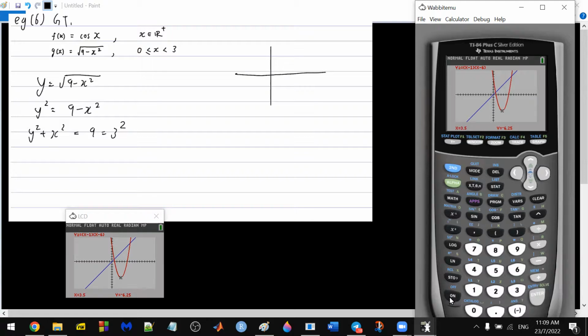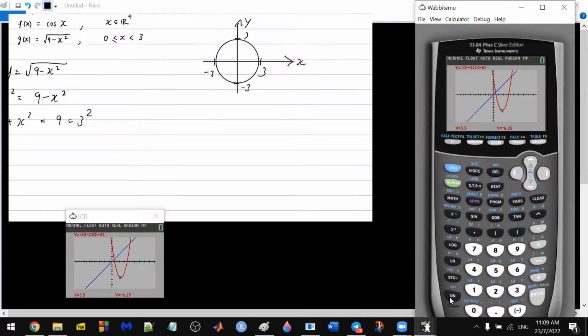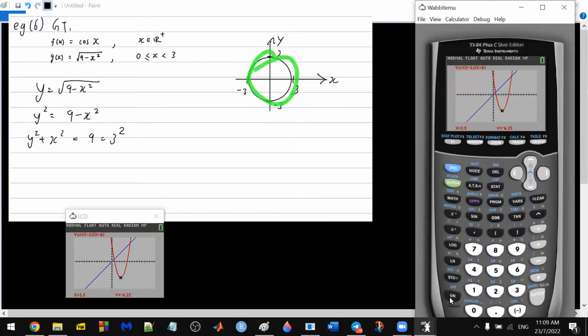Okay, so it's a circle of radius 3, maybe something like this, from 3 to minus 3. But this is wrong. Do you know why or not? Because a circle, is it a function? No, it's not a function.